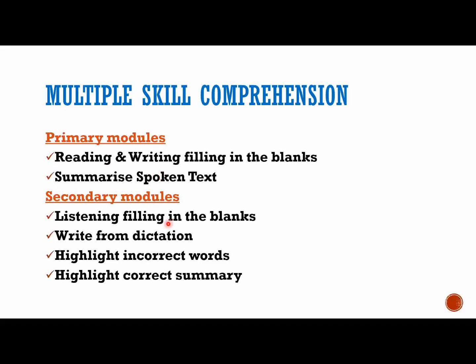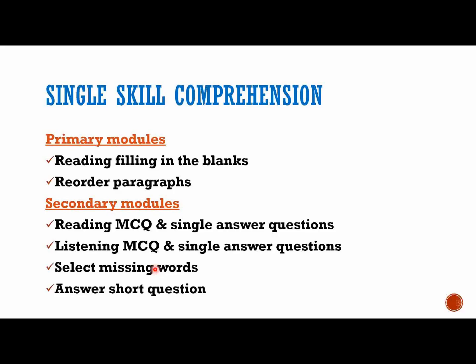The secondary modules are listening fill in the blanks, then write from dictation, highlight incorrect words, these are the most important tasks, then highlight correct summary. It is not most important, but you have to focus on these five modules if your multiple skill comprehension is weak. So these are the modules which are contributing in multiple skill comprehension.